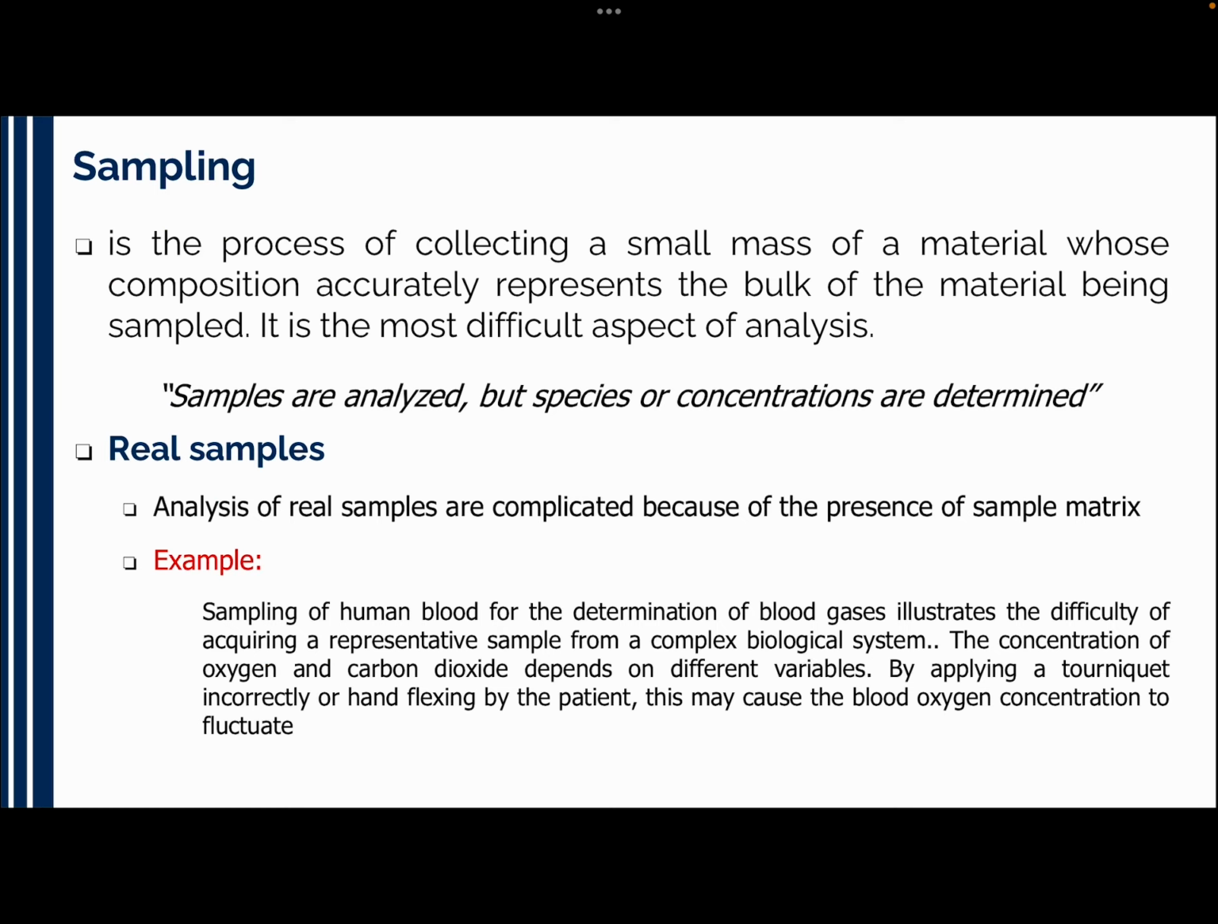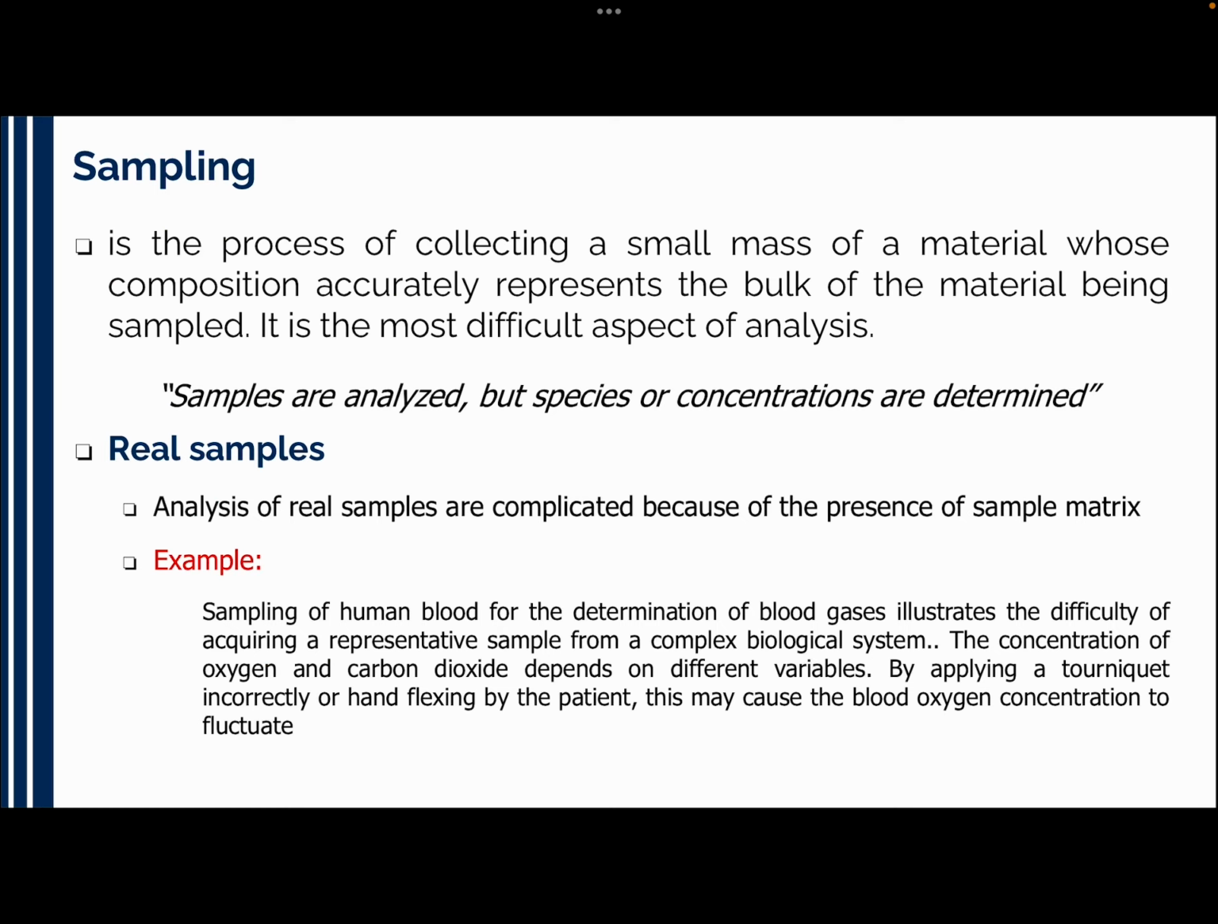And then sampling. So in analytical chemistry, sampling is one of katong steps sa atong analytical process. So unsa ginabuhat sa sampling? So a process of collecting a small mass of materials na ang iyang composition nagrepresent sa bulk of the material being sampled. So it is the most difficult aspect of the analysis. So samples are analyzed, but species or concentrations are determined. So we have real sample. So analysis of the real sample are complicated because of the presence of the sample matrix.